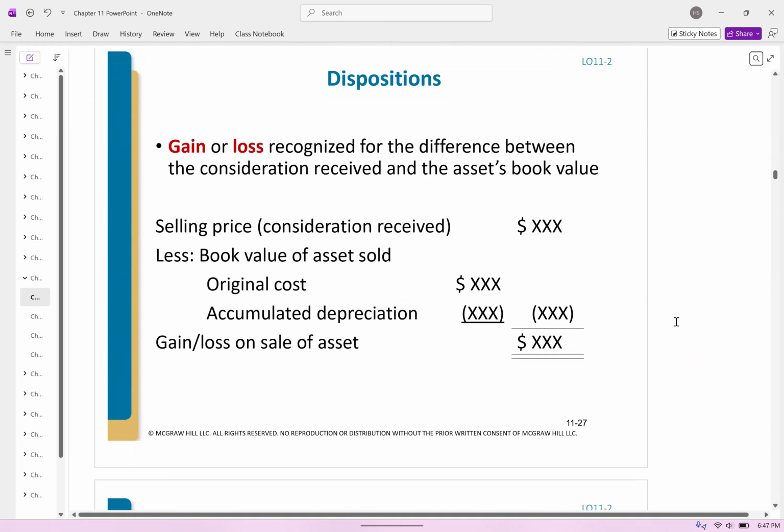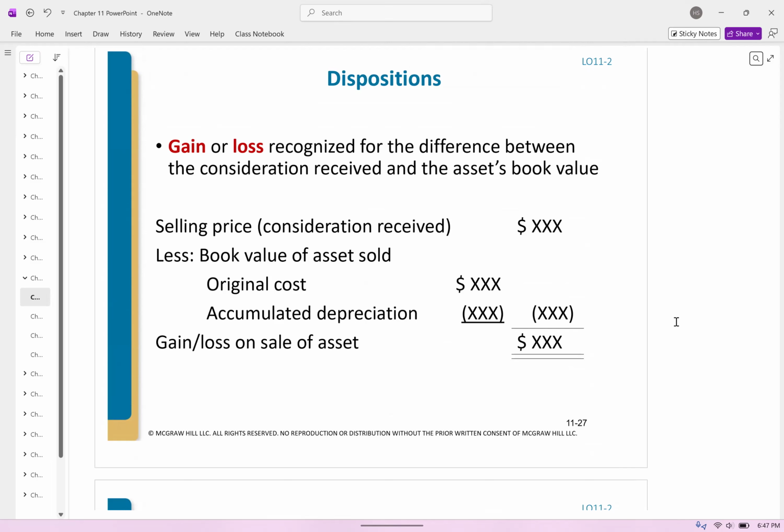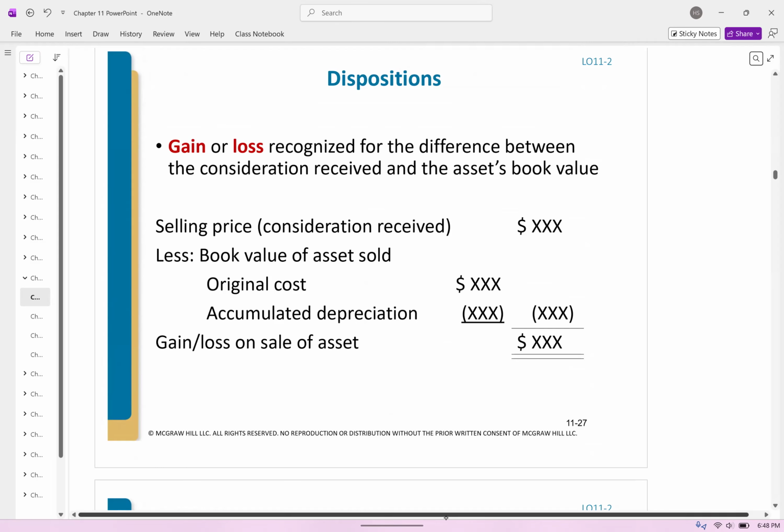When we get rid of some sort of property, plant, and equipment, we'll start with the selling price or consideration received. Right now, we're just talking about cash. We do talk a little bit about exchanges and like kind exchanges. Then we're going to take the book value, the original cost minus any accumulated depreciation. If we get more than the book value, we have a gain. If we get less than the book value, we will have a loss.